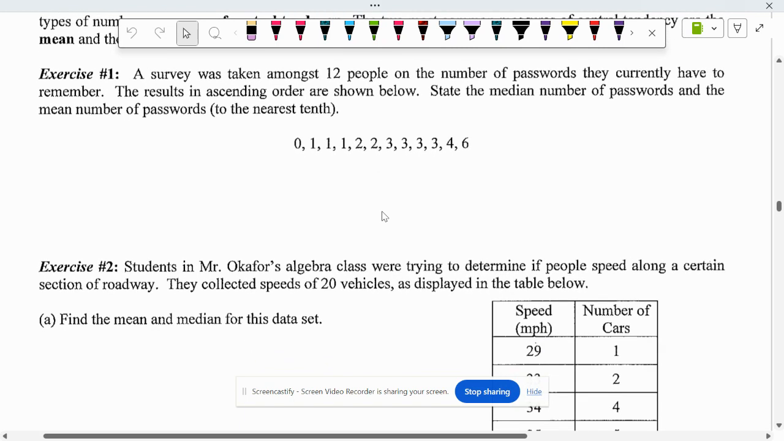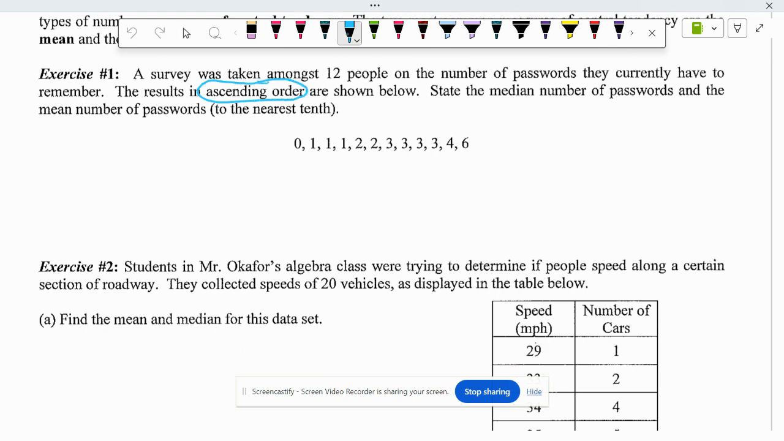Should be pretty quick. So a survey was taken amongst 12 people on the number of passwords they currently have to remember. The results in ascending order. Oh, I'm going to underline that word. What's that word ascending mean? Smallest to largest, increasing, yes. The results in ascending order are shown below. State the median number of passwords and the mean number of passwords to the nearest tenth.